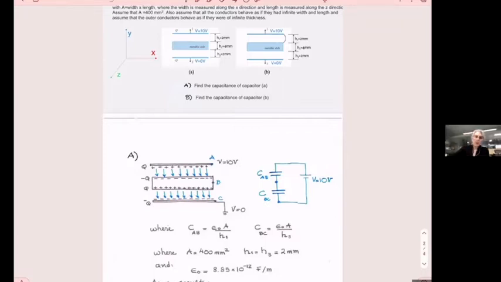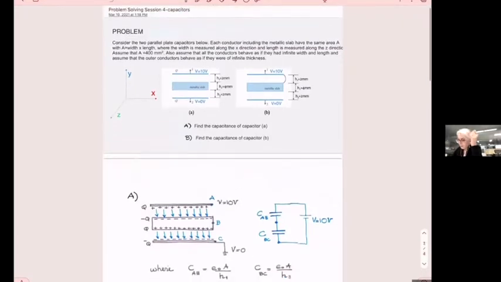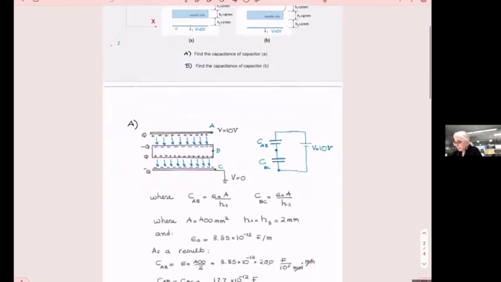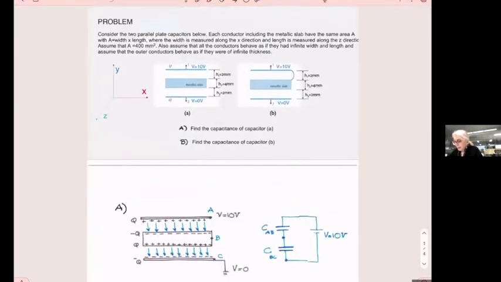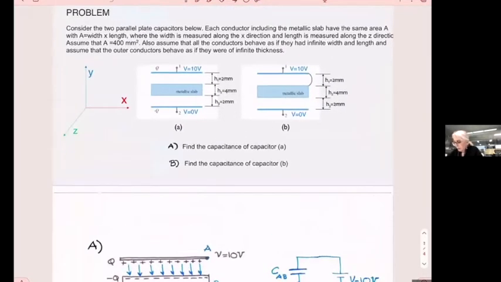Ah, okay. So what I decided is to create a problem out of it. And so here we are given this parallel plate capacitor, 10 volts, 0 volts in the lower. Each one of them has a metallic plate on top and then a metallic slab in between. So it's a piece of metal, a perfect conductor.